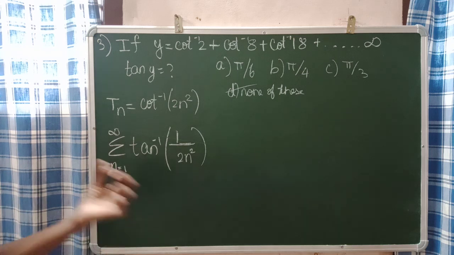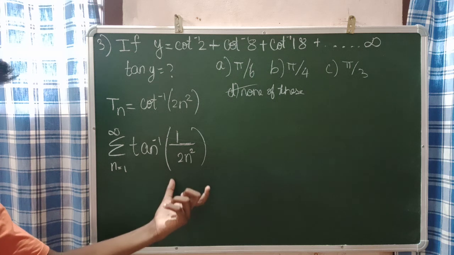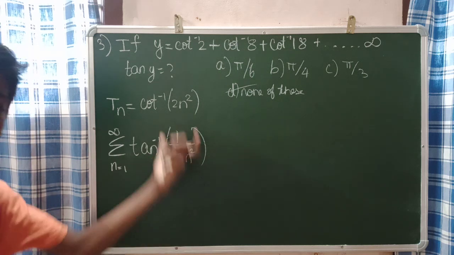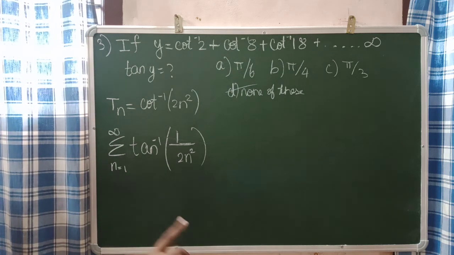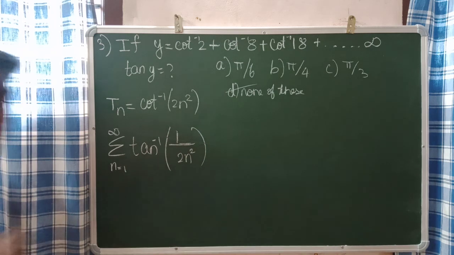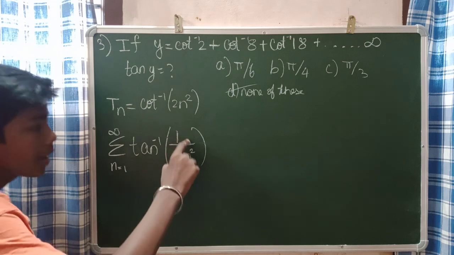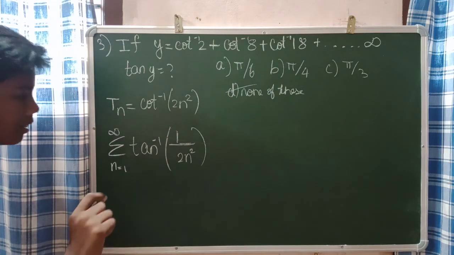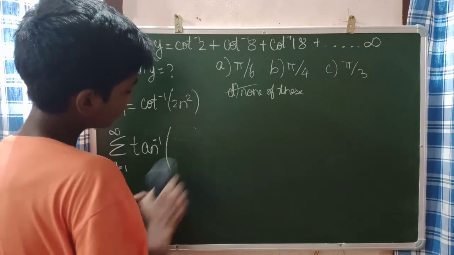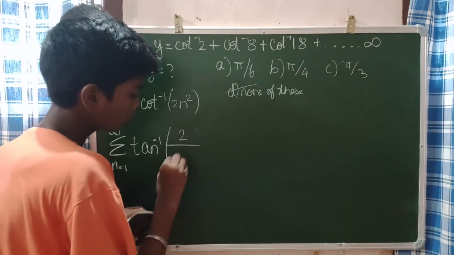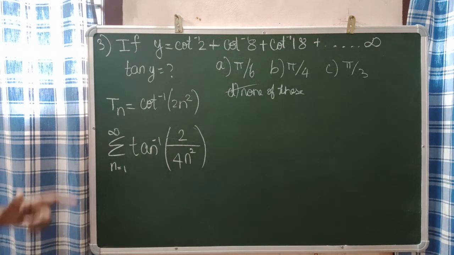After this, I am going to do some changes in the inside value of this particular expression. Inside value means 1 by 2n square. So what I'm going to do is, I'm going to multiply by 2 on both numerator and denominator. Guys, please listen, this is a very good question. When you multiply by 2 on both numerator and denominator, I will get 2 by 4n square.